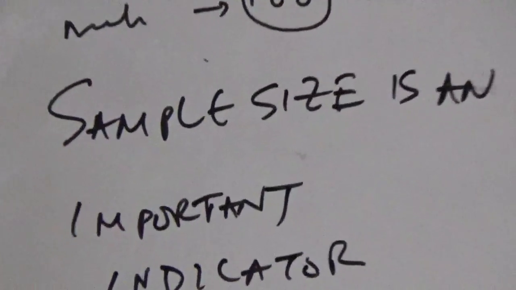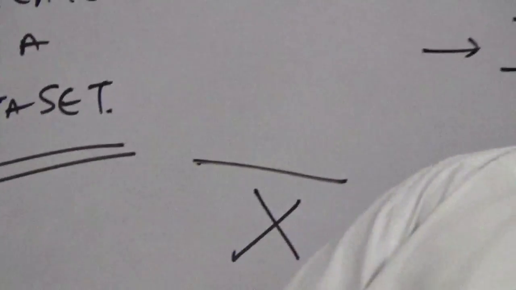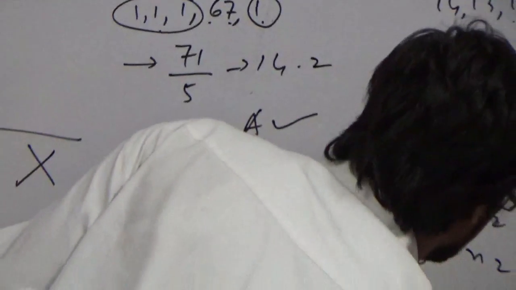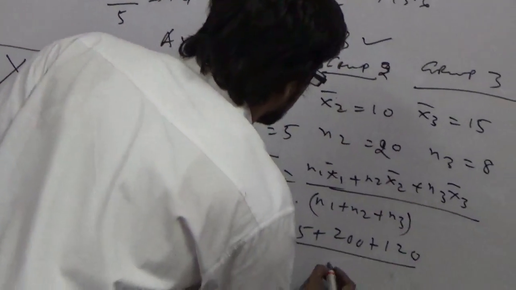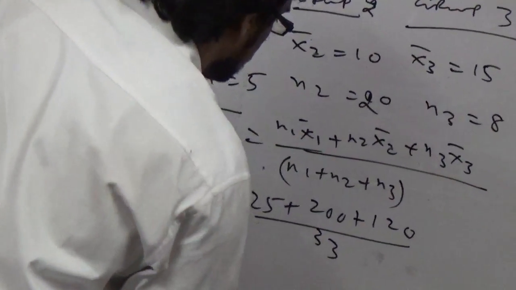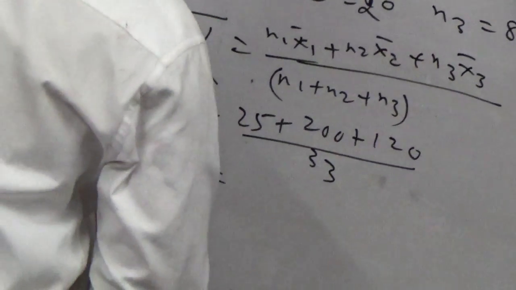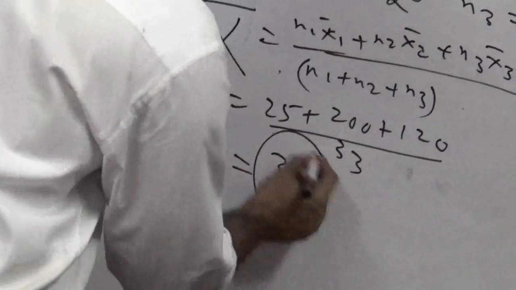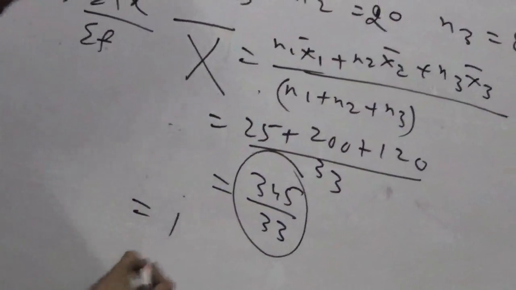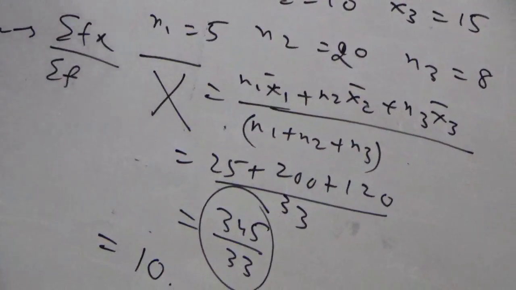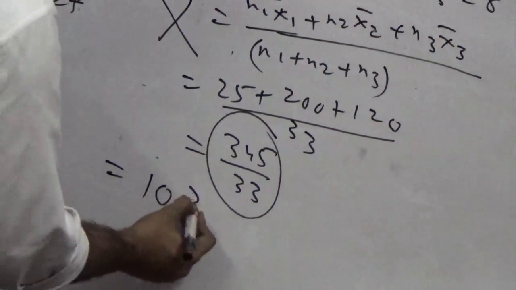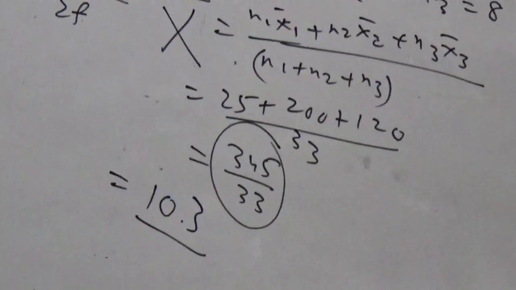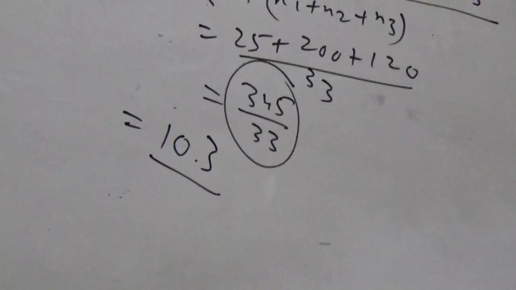So obviously you could put the values in and get the answer to the question, which will be 25 plus 200 plus 120 divided by 33, that is 345 by 33. This is your answer. So this will give you 10.3. Clear? So this is the value of average.